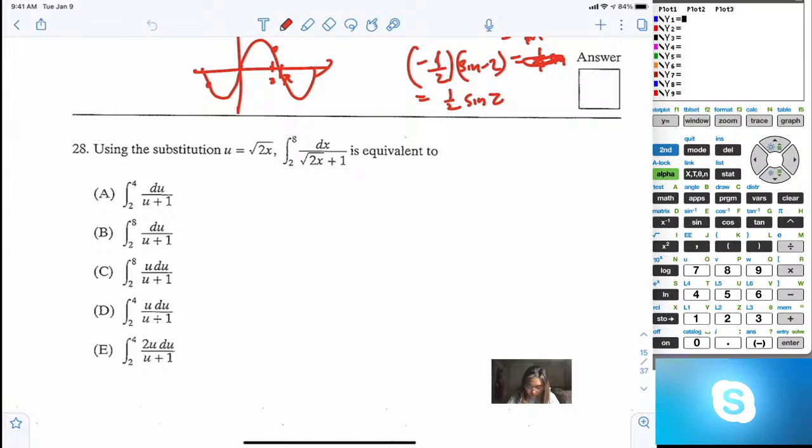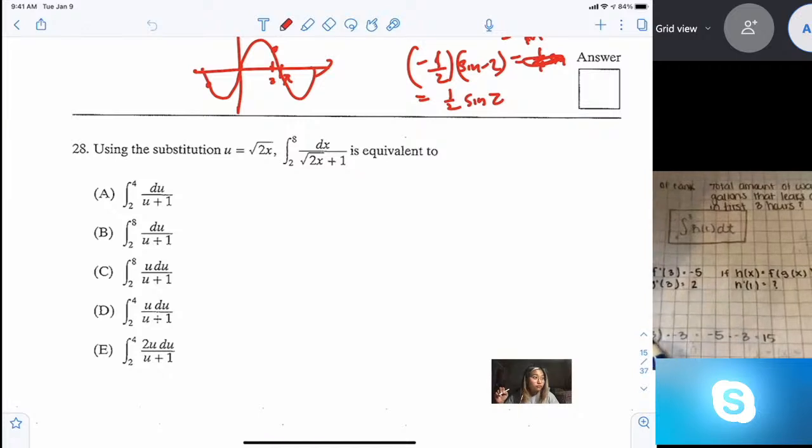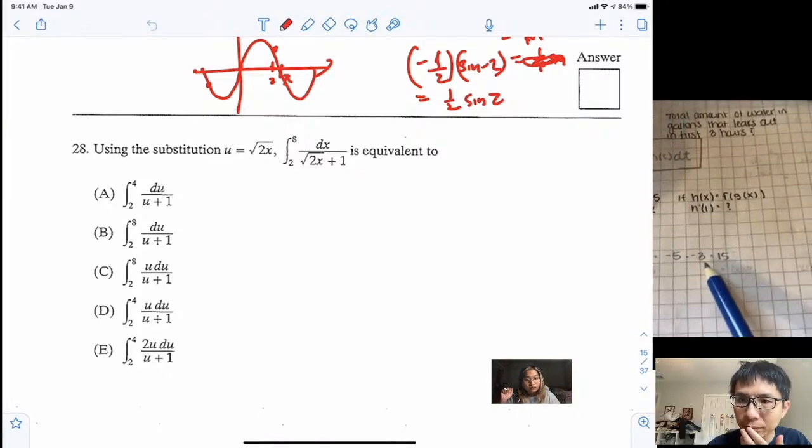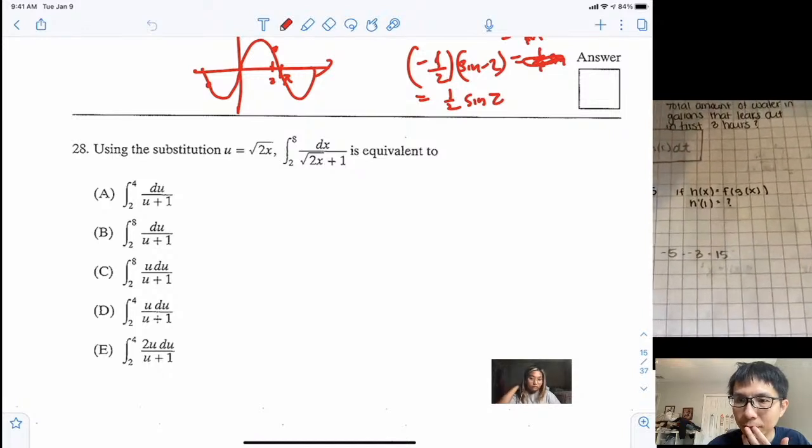So now we have f prime of 3 times negative 3. And then we go back to the key that they gave us. f prime of 3 is equal to negative 5. So we just do negative 5 times negative 3, which gives us positive 15.